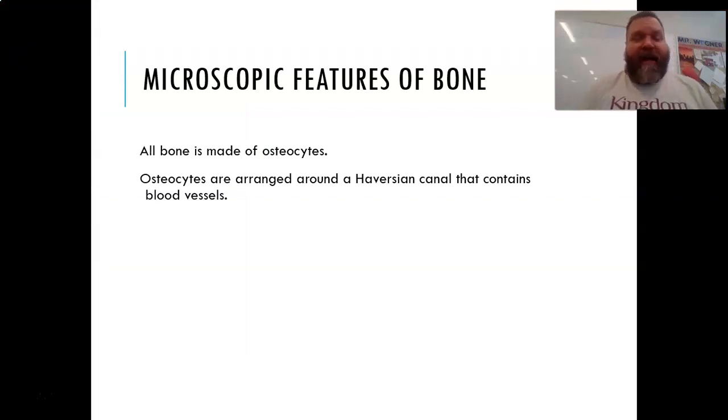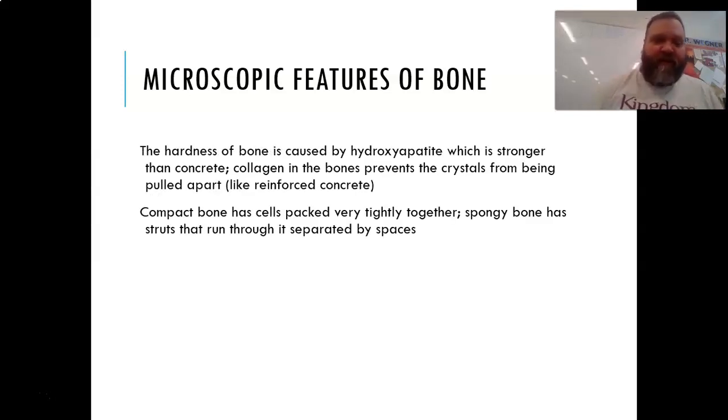All bones are made of osteocytes. Anytime I see that word, osteo means bone. So if I'm an osteopath, that means I'm a bone doctor. Orthopedics is another one. Osteocytes are arranged around a Haversian canal that contains blood vessels. The Haversian canal contains blood vessels.